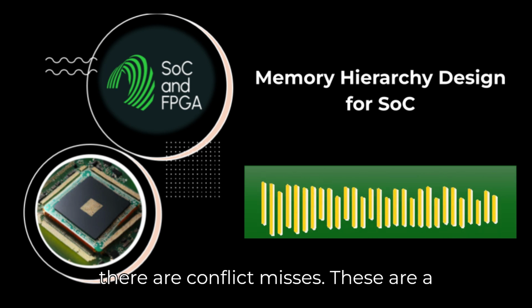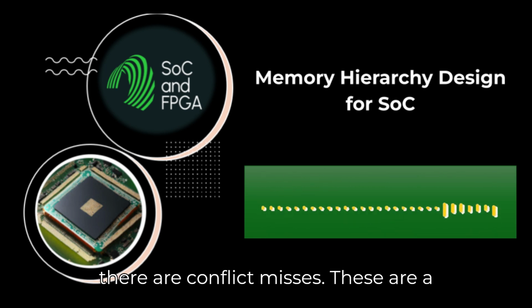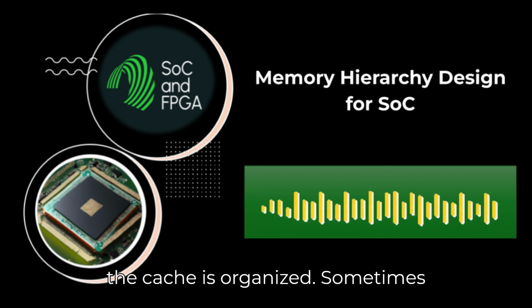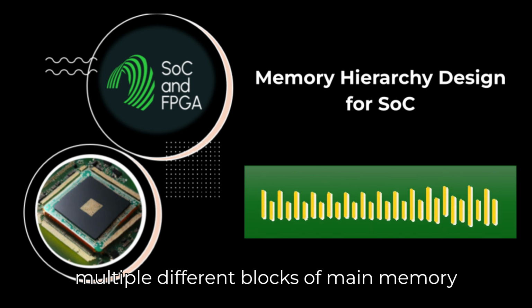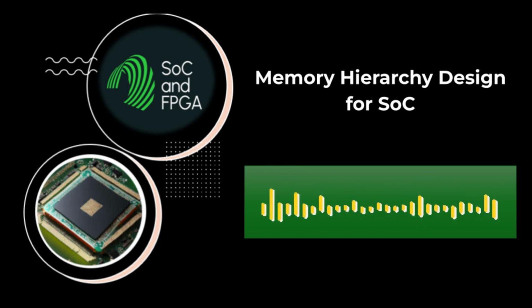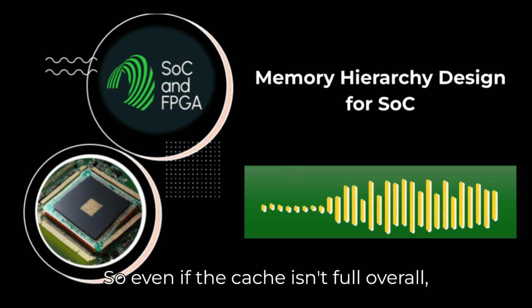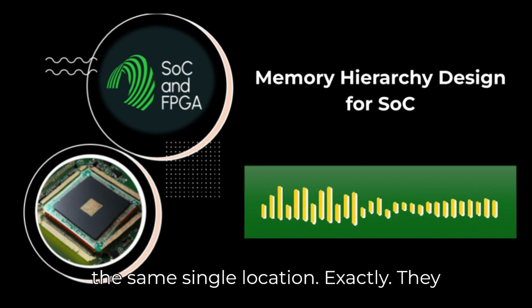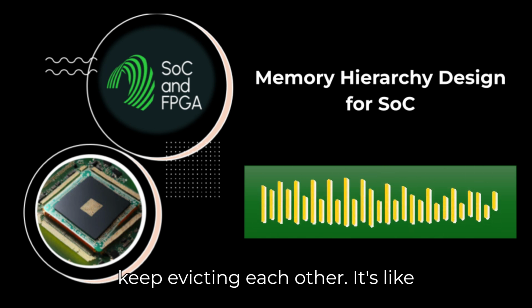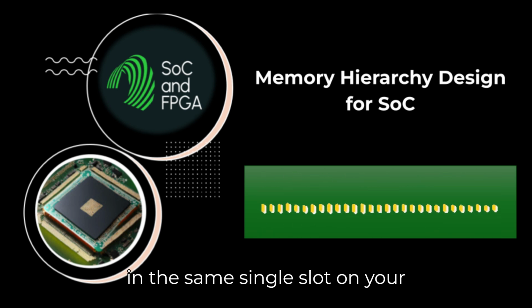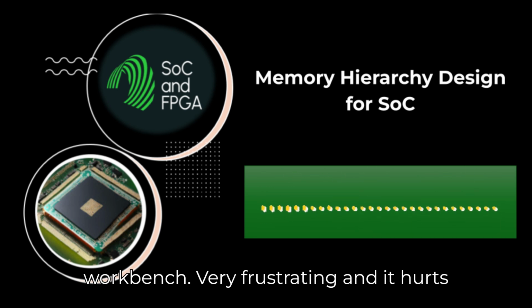Right. Then there are conflict misses. These are a bit trickier. They happen because of how the cache is organized. Sometimes, multiple different blocks of main memory are only allowed to map to the same specific spot in the cache. So even if the cache isn't full overall, two frequently used items might fight over the same single location. Exactly. They keep evicting each other. It's like having two essential tools that only fit in the same single slot on your workbench. Very frustrating, and it hurts performance.